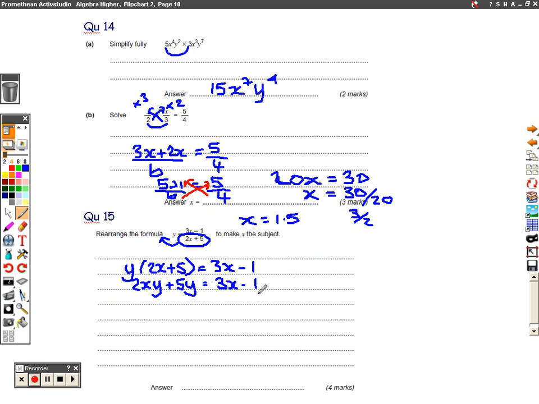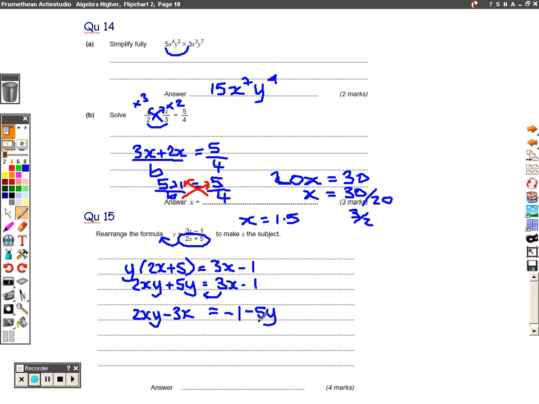Now, you're looking to make x the subject, so you need to gather all of your x terms together. So I'm going to bring the 3x across, so 2xy. It was positive over here, so it becomes negative when it comes across. Is equal to, now, minus 1. This plus 5y is going to move across and become minus 5y.